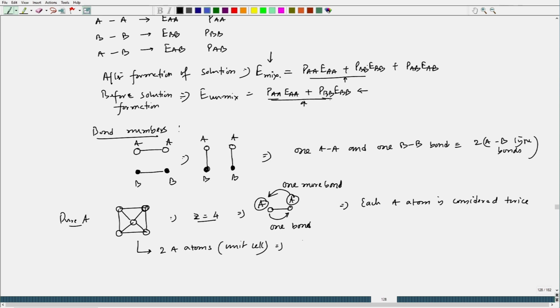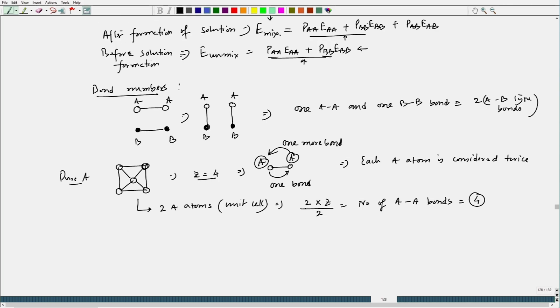So, when we talk about that, 2 atoms into Z, these are basically the total. Each atom is considered twice. So, we can say this number divided by 2 should be the number of AA bonds. Okay. So, we can see that Z is 4, so this is coming out to be 4, fine.